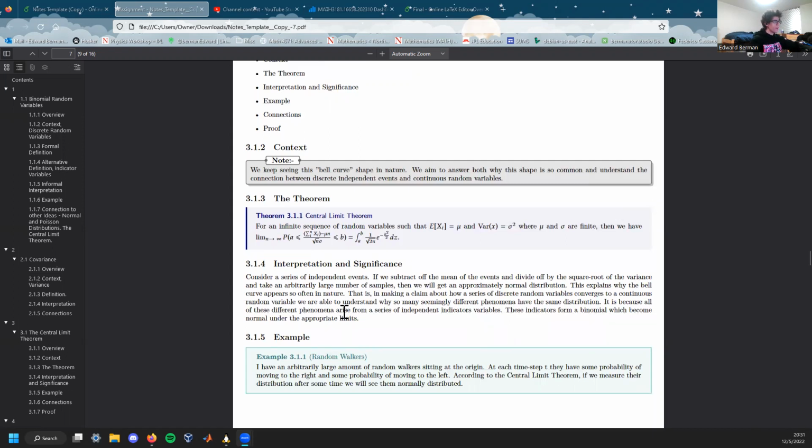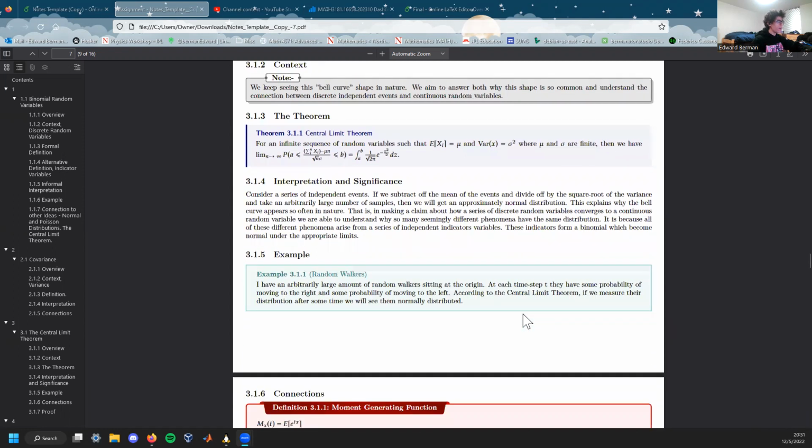This explains why the bell curve appears so often in nature. That is, making a claim about how a series of discrete random variables converges to a continuous random variable, we're able to understand why so many seemingly different phenomena have the same distribution. It is because all of these different phenomena arise from a series of independent indicator variables. These indicators form a binomial, which becomes a normal under the appropriate limits.